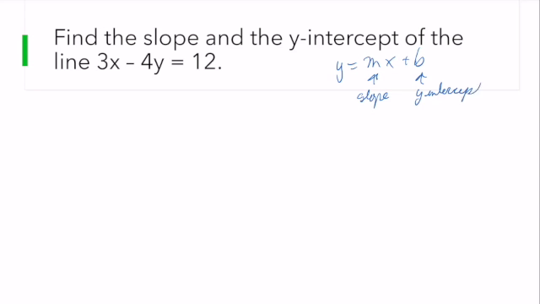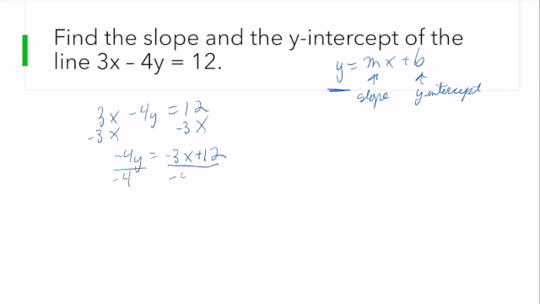So let's go ahead and solve for y. What's the first thing I want to do? I want to go ahead and move 3x to the other side of my equation. Remember, we're trying to get y all by itself. We need to isolate our y. That gives me negative 4y equals negative 3x plus 12. Now to get y by itself, I need to divide both sides by negative 4.